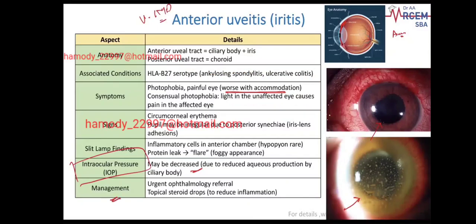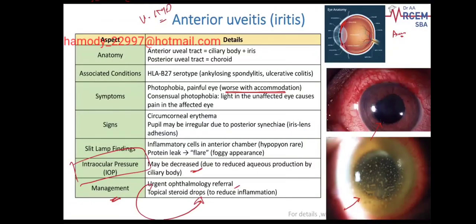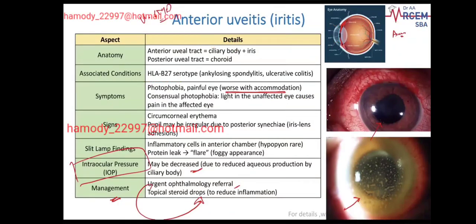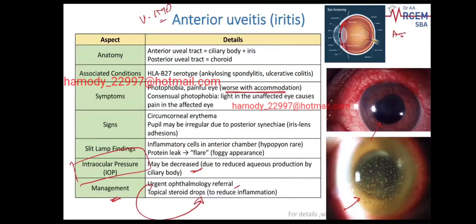Management here: urgent referral to the ophthalmologist. Only on the ophthalmologist's advice can you use steroid drops. You cannot give them on your own because it is an acute inflammation. Steroid drops might work, may not work. But whenever you are using a steroid, it has to be advised by the ophthalmologist in any condition. You're not giving steroids for the treatment of the eye without the ophthalmologist's request. Remember that is very, very important.